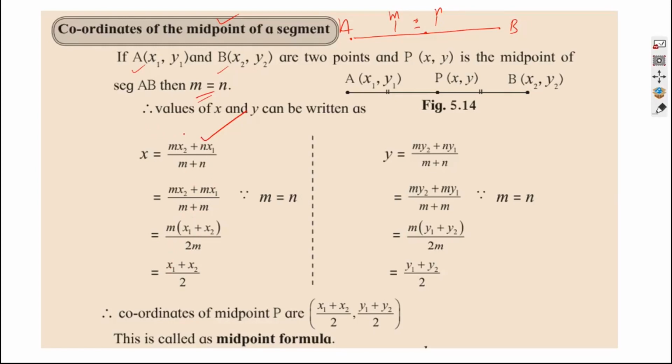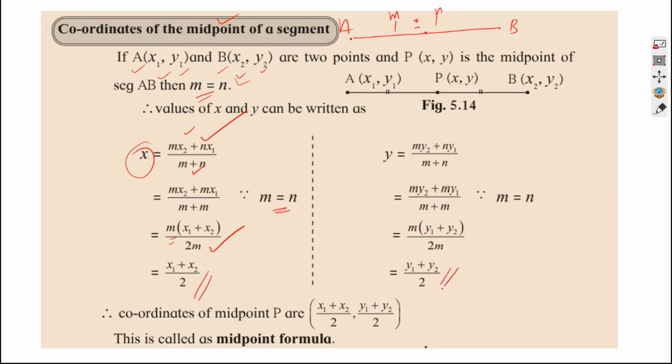We put it in the formula for finding x. x2, x1, everything is given: x2, y2, x1, y1. So we can find out. We are putting it in the formula of x: mx2 plus nx1 upon m plus n. M plus n means m and n are equal here, so it became 2m. Correct? And here m is equal to n. So this we could write as m into x1 plus x2 upon 2. Good.